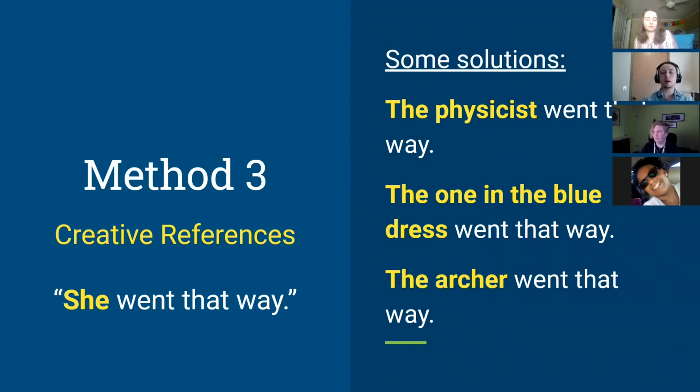Maybe you're at a party. You can say the one in the blue dress went that way. Now, if this is an Alice in Wonderland themed party and everyone's wearing a blue dress with a white apron, that's not going to be very helpful. But if there's only one person there with a blue dress, you can use that surrounding context. Say the person in the blue dress, the one in the blue dress went that way. Those of you who are fluent in American Sign Language are already accustomed to doing this. Just bring that skill with you into English.